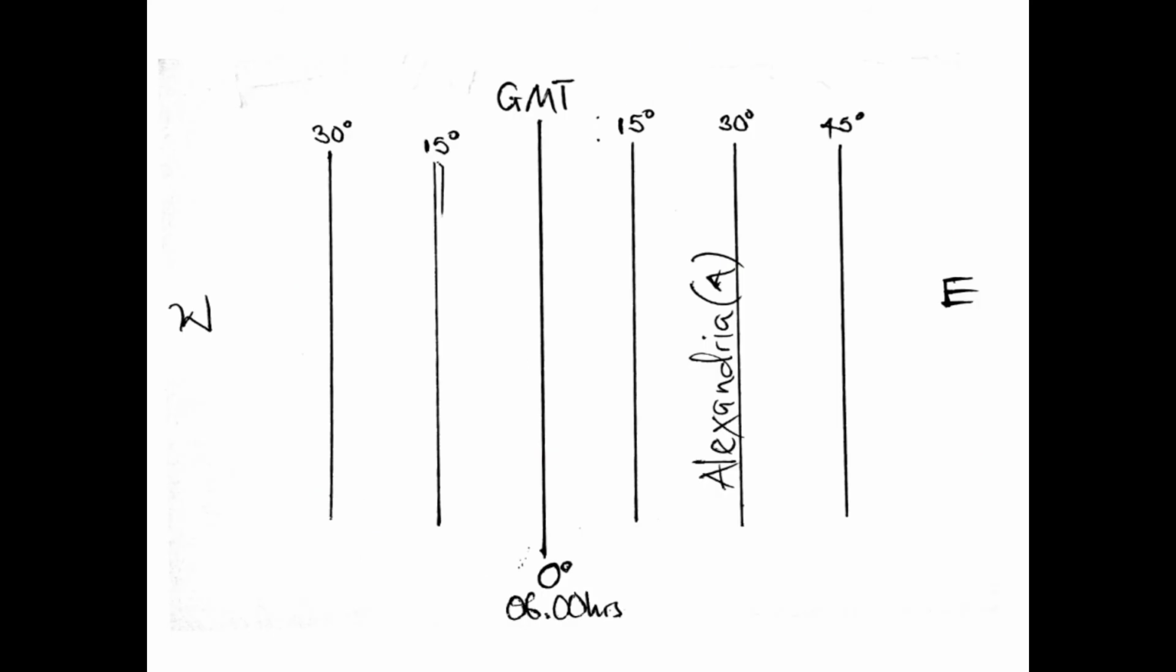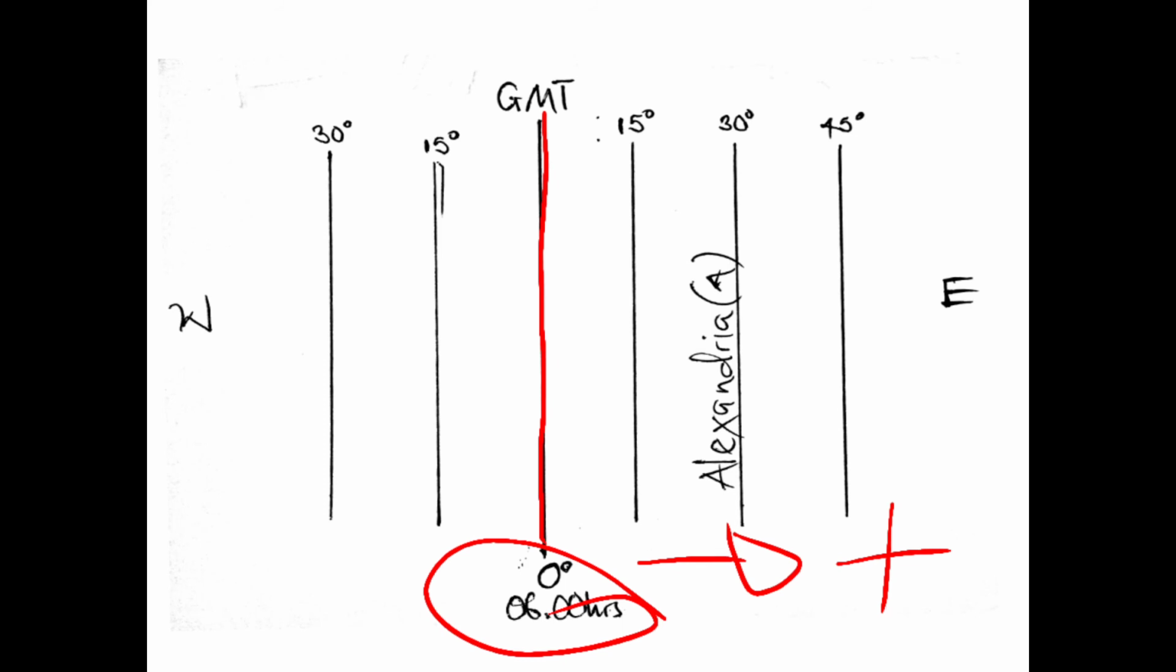Let's look at method 2 on how you can easily understand that concept. So what I've done here is I've drawn a diagram to illustrate the longitudes and how the town is on longitude 30 degrees east. So we can see the GMT line is right here, which is the 0 degree line or Greenwich meridian, and the time is 6 hours. So when we are heading towards the east, time is gained. When we are heading towards the west, time is lost.